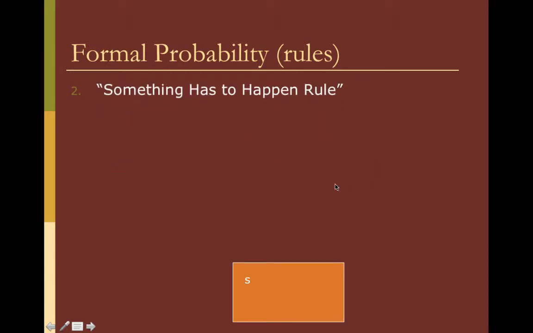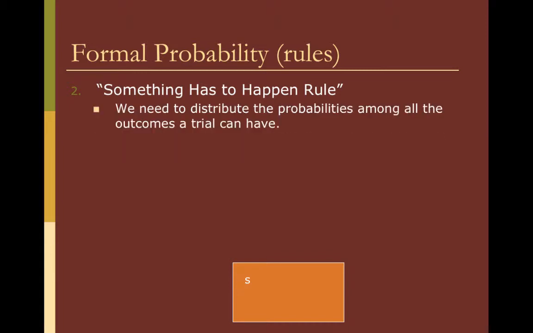The second rule is the something has to happen rule. When you flip a coin, even if you want it to come up heads, it's going to be heads or tails. Something has to happen. When you roll a die, something has to happen. It's going to come up 1, 2, 3, 4, 5, or 6 because you are actually rolling the die. We need to distribute the probabilities among all of the outcomes a trial can have.